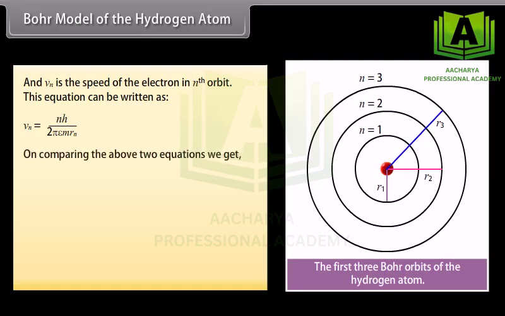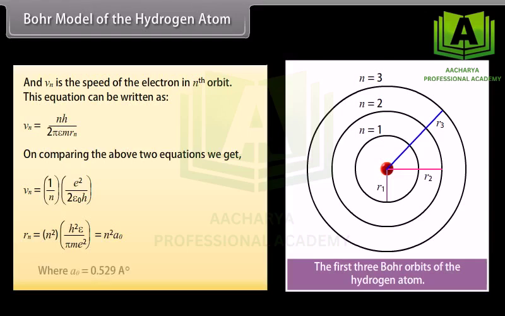On comparing the above two equations, we get the expression of velocity and radius of the nth orbit. vn equals 1 upon n multiplied by e square upon 2 epsilon naught h, and rn equals n square multiplied by h square epsilon naught upon pi m e square, which equals n square a naught, where a naught is equal to 0.529 angstrom.